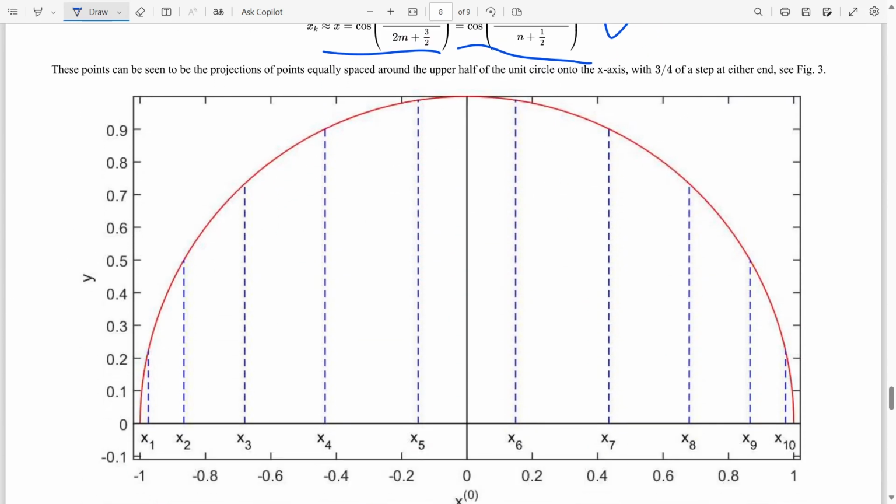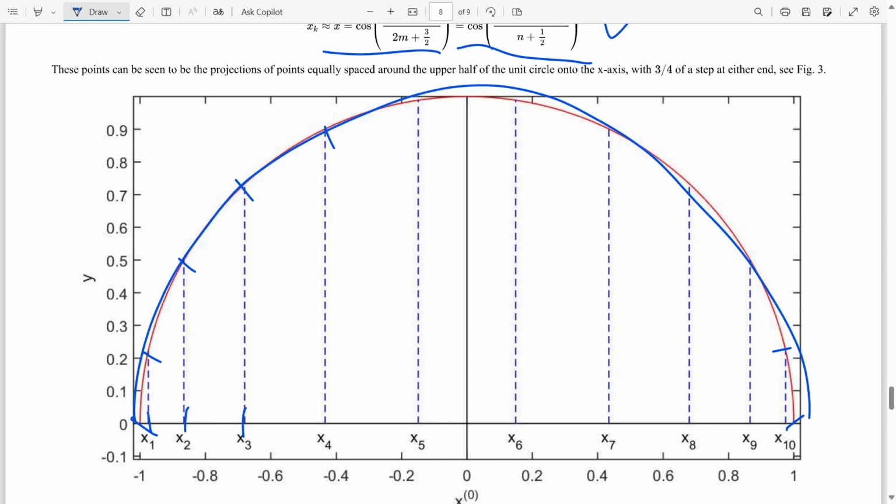Now in figure 3, I'm just going to point out that if we look at the unit semicircle and take equal steps around that semicircle, steps of equal arc length I should say, except that the first step is 3/4 of a step, and the last step is also 3/4 of a step. Project those points on the unit semicircle down to the x-axis. That's our approximation to the roots of the Legendre polynomial.